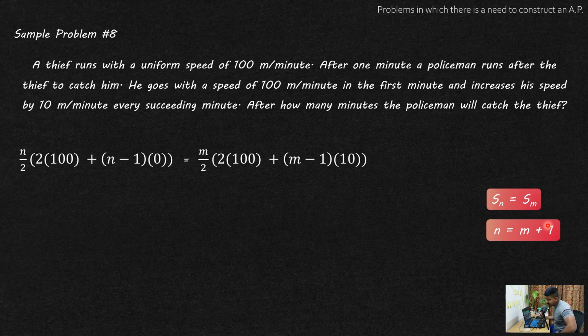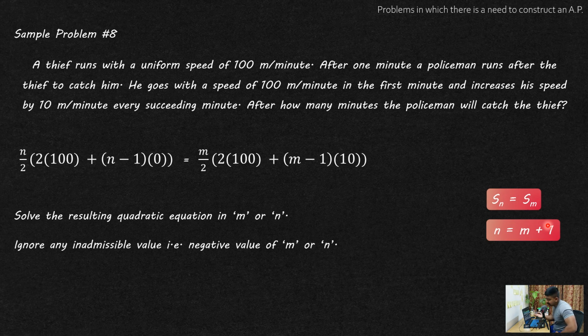After substituting the values of known quantities in the formulae, we'll have a quadratic equation either in n or m. We'll solve the quadratic equation. We'll ignore any inadmissible value, that is a negative value of m or n, since m or n indicates time, so it cannot be a negative value. The final answer is n equals 6 and m equals 5.